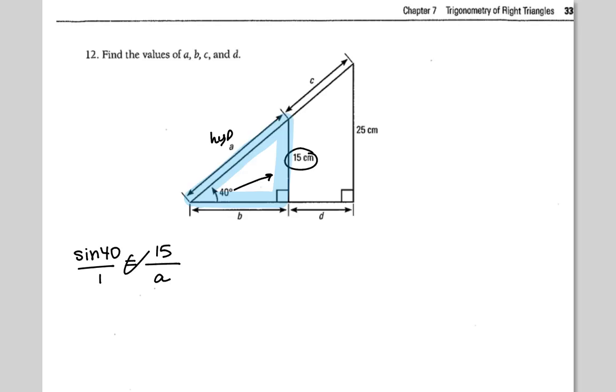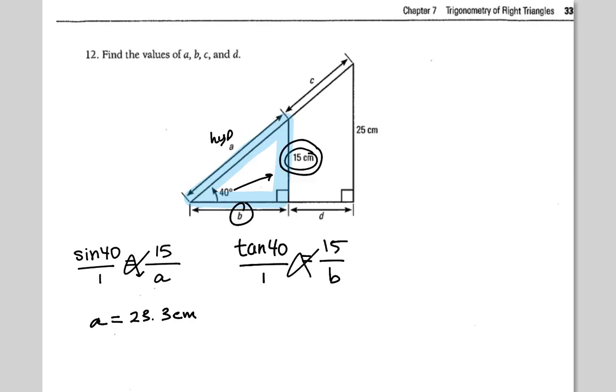So cross multiplying 15 divided by sine 40. A is 23.3 centimeters. Do something similar for B. So I'll use tangent of 40 because it relates the op, which is 15, to the adj, which is B. So 15 over B, op over adj. So 15 divided by tan 40, and I got 17.9 for B.